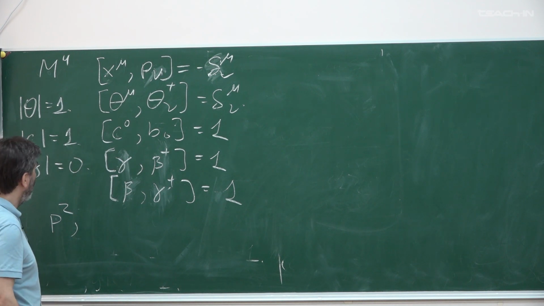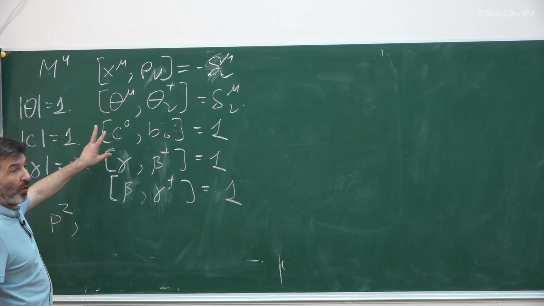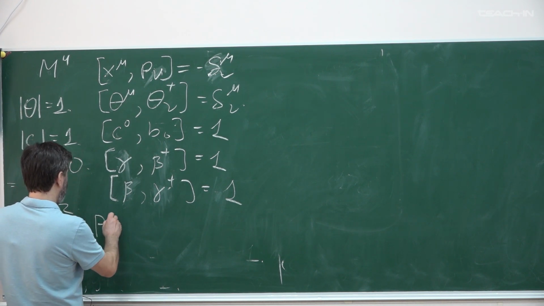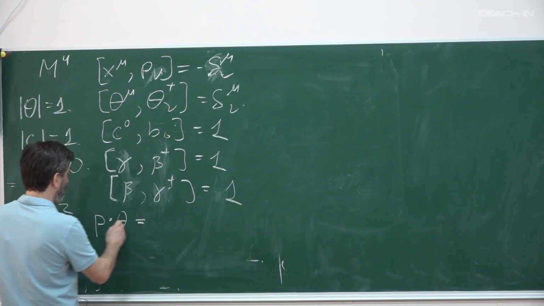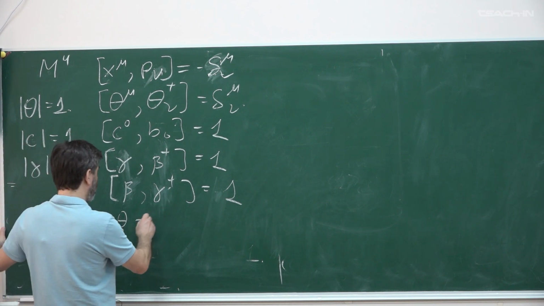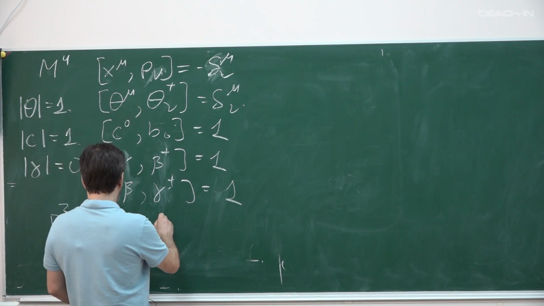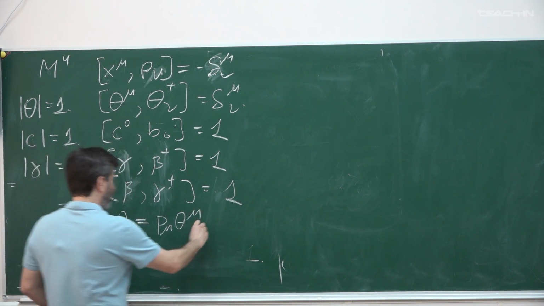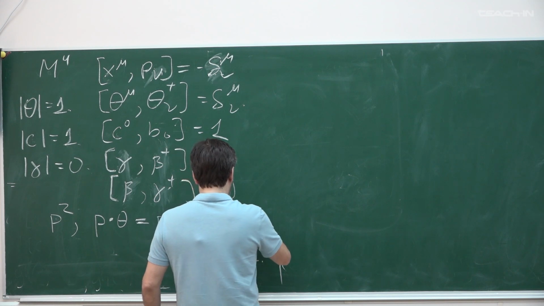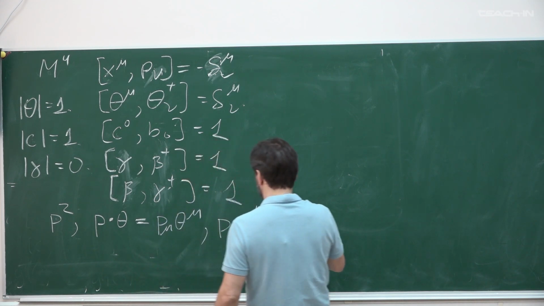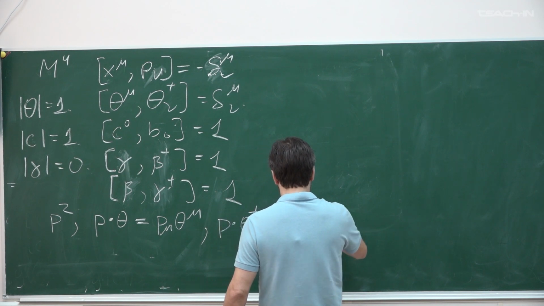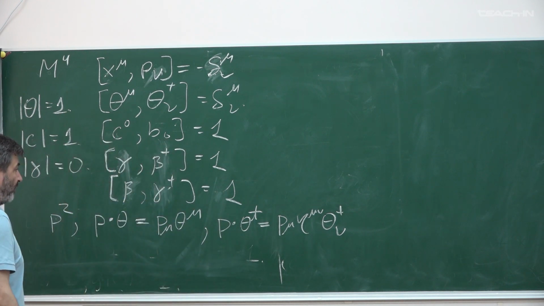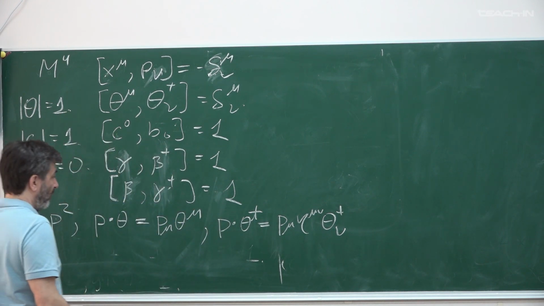And in fact, it's easy to write two more quadratic constraints. One is a contraction of p with theta. It's convenient to use a dot to denote invariant contraction of Lorentz indices. So it's p mu, theta mu. And another one is p theta dagger, which is nothing but p mu, eta mu nu, theta dagger nu. Like this.